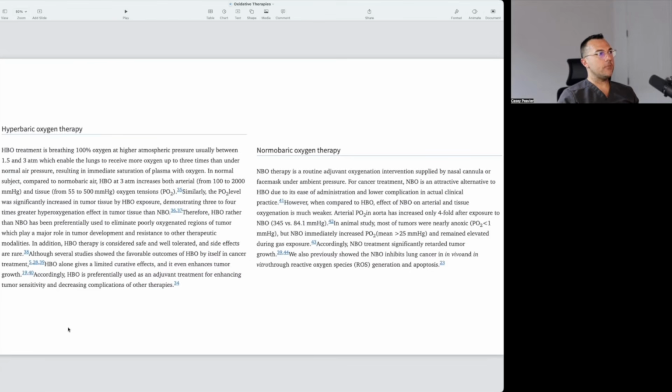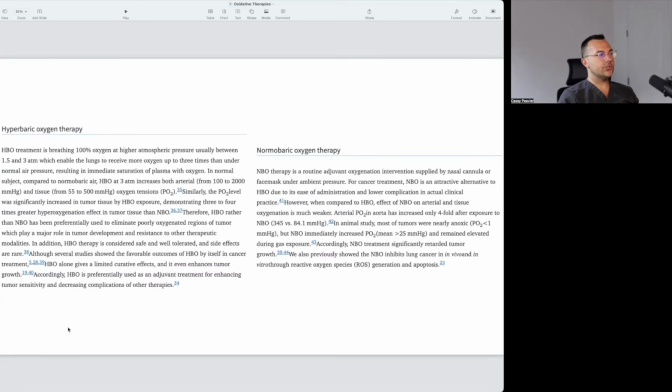Similarly, the PO2 level was significantly increased in tumor tissues by hyperbaric oxygen exposure, demonstrating a 3 to 4 times greater hyperoxygenation effect in tumor tissue compared to that of normobaric oxygen. Therefore, hyperbaric oxygen rather than normobaric oxygen has been preferentially used to eliminate poorly oxygenated regions of tumor, which play a major role in tumor development and resistance to other therapeutic modalities. In addition, hyperbaric oxygen therapy is considered safe and well tolerated, and side effects are rare.